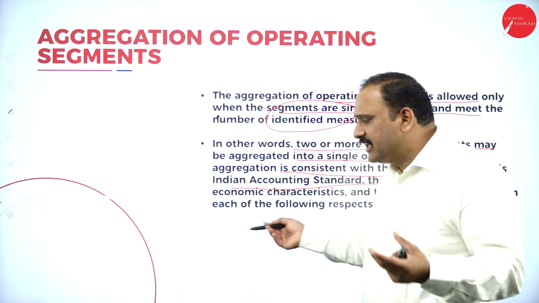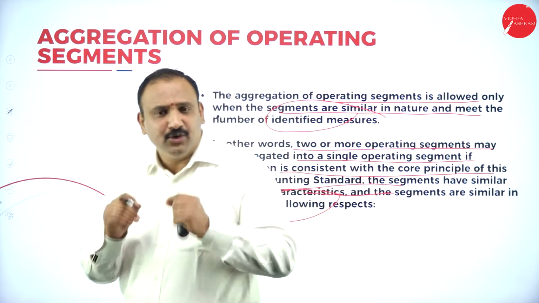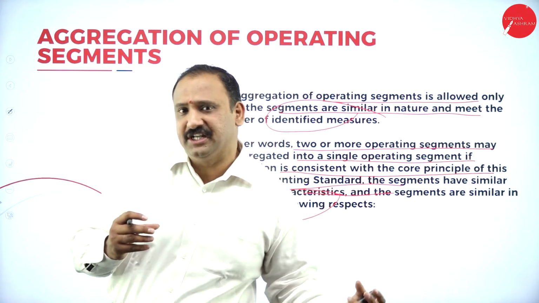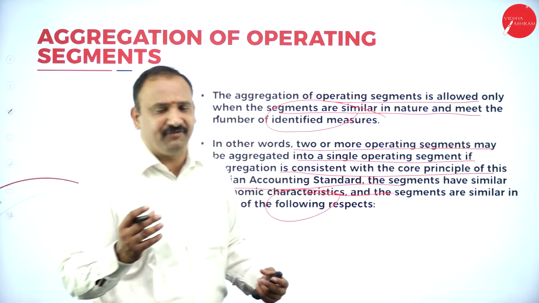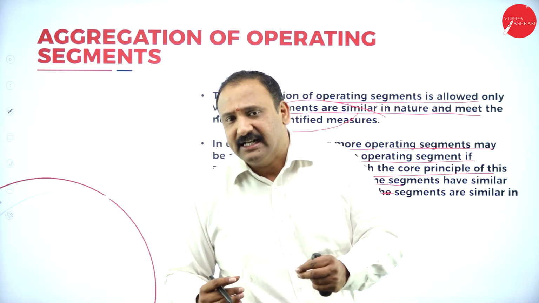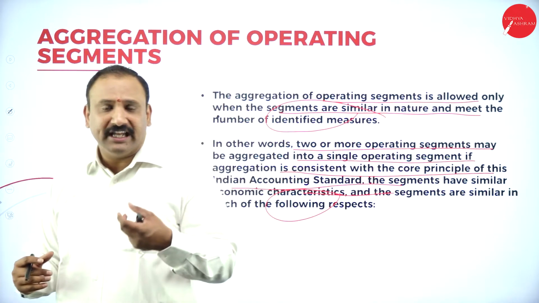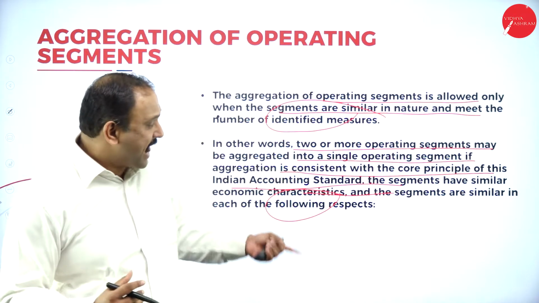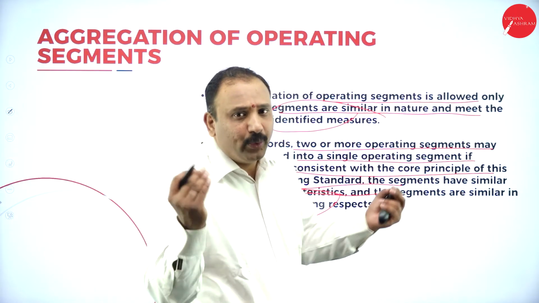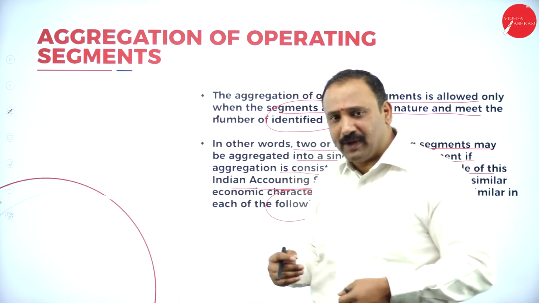The segments should have similar economic characteristics, and the segments should be similar in each of the following aspects. Now, as I was telling you about the example, let's say a company is manufacturing a four-wheeler and also manufacturing LCVs, what we call light commercial vehicles. If I feel that these two segments can be combined because the nature of operation is similar and the nature of economic output is similar, then as per the Indian accounting standards, with the core principle taken into account, we can combine these two segments and look at the economic value altogether.